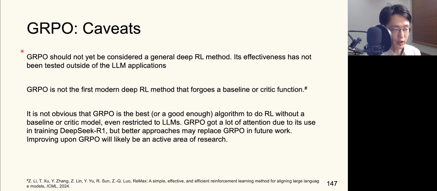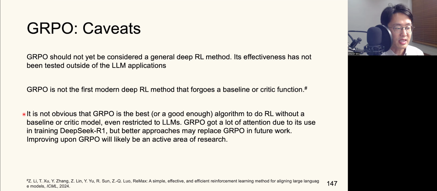Now, here are some caveats of the GRPO algorithm. GRPO should not yet be considered a general deep RL method because its effectiveness has not been tested outside of the LLM applications. As far as I know, GRPO has been used in the reinforcement learning of LLMs, but not really in other RL applications. Also, I should clarify that GRPO is not the first modern deep RL method that forgoes the baseline or critic function. So here's a paper that does something similar. This paper proposes a deep RL method that forgoes the baseline function. And this is not the only paper that does this, but I'm just making the point that there were early attempts to remove the baseline function in these deep RL methods.